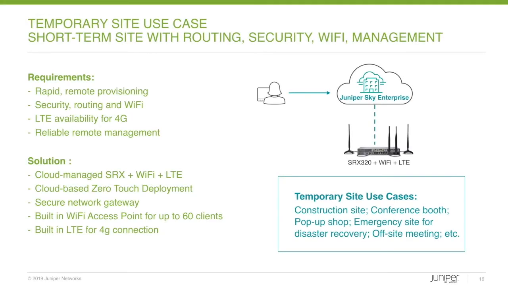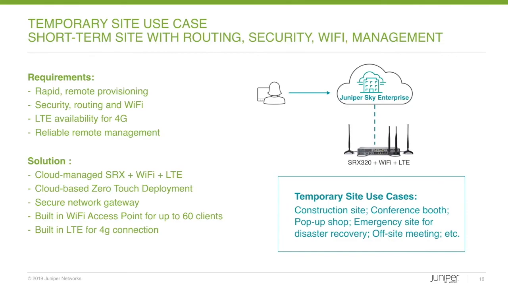Another use case here would be a temporary site, short term, where you're standing up something like a construction site, conference booth, pop-up type things, disaster recovery, emergency type of situations. So it's very similar, where you're standing it up using ZTP, cloud-based ZTP with Sky Enterprise, deploying it from a template. You have very rapid remote provisioning, and you can essentially, with the LTE, take that anywhere you have coverage and then offer clients up to 2.45 gigahertz through that new Wi-Fi mPIM.